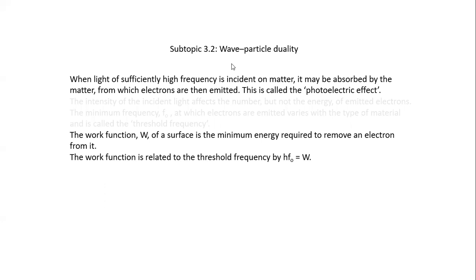So in this lesson, we'll be learning about the photoelectric effect. Basically, when light of sufficiently high energy is incident on a metal, light may be absorbed by the metal, from which electrons are then emitted. This is known as the photoelectric effect.